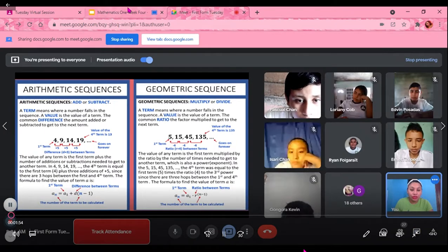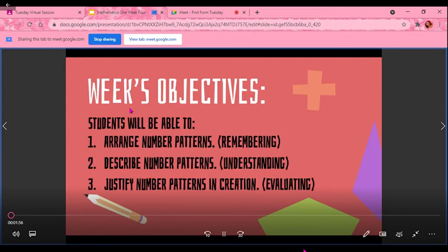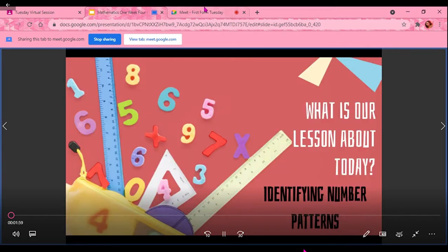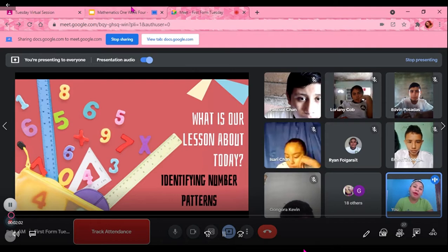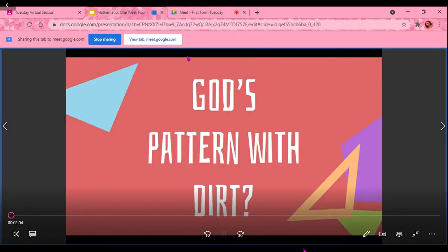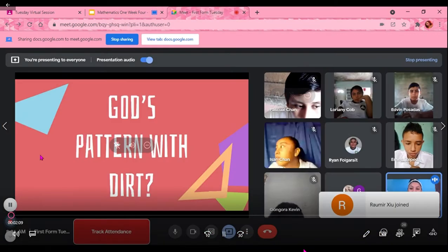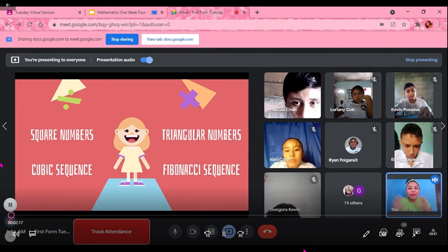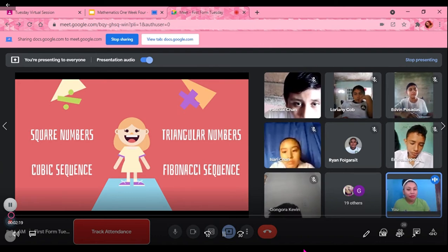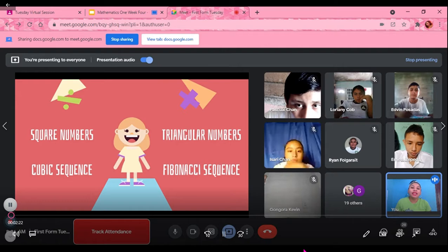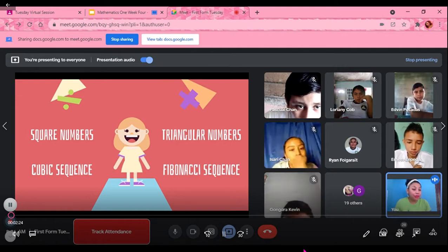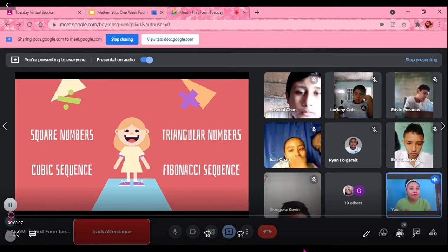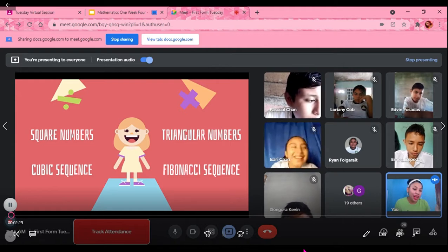So what we want to do today is cover the other types of number patterns. What we're talking about today is the special patterns. I will go back to this at the end of the class, if we have time. So we have 4 types of special patterns: square numbers, cubic sequence, triangular numbers, and the Fibonacci sequence. Those are the 4 special sequences that we want to talk about today.